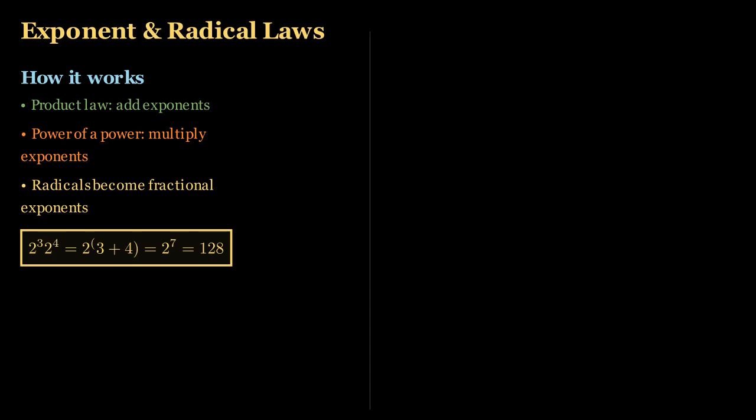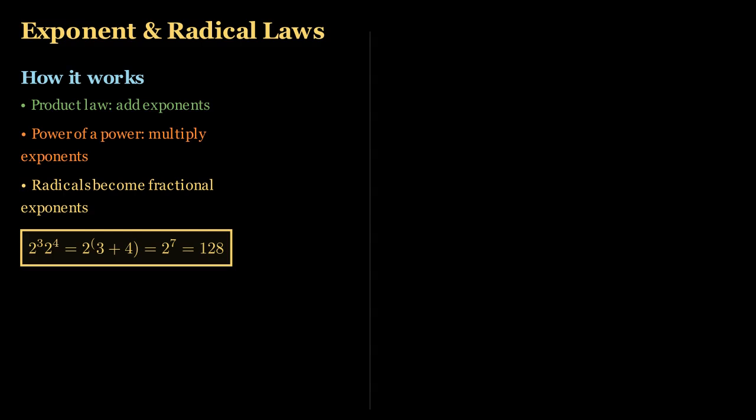Let's put this to work with a concrete problem you might see in calculus. Suppose we need to simplify the expression, the cube root of x times the square root of x. First, we rewrite each radical as a fractional exponent. The cube root of x is x to the 1/3 power. The square root of x is x to the 1/2 power. Now our expression is x to the 1/3 times x to the 1/2.